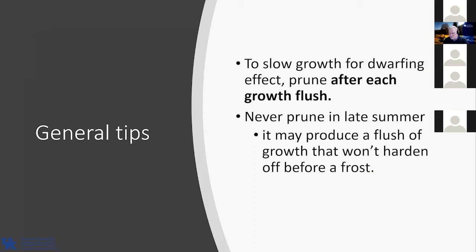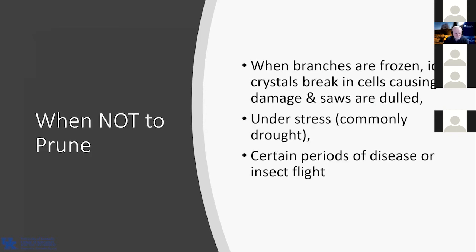You can't really dwarf those through pruning, unless it's bonsai, and then that's a whole different presentation that lasts about 3 hours. But for a dwarfing effect, prune after each candle flush growth of the candles, and it'll slow the growth of the tree and condense the tree. Sometimes I see people prune the candles to condense the growth of the tree, make it thicker.